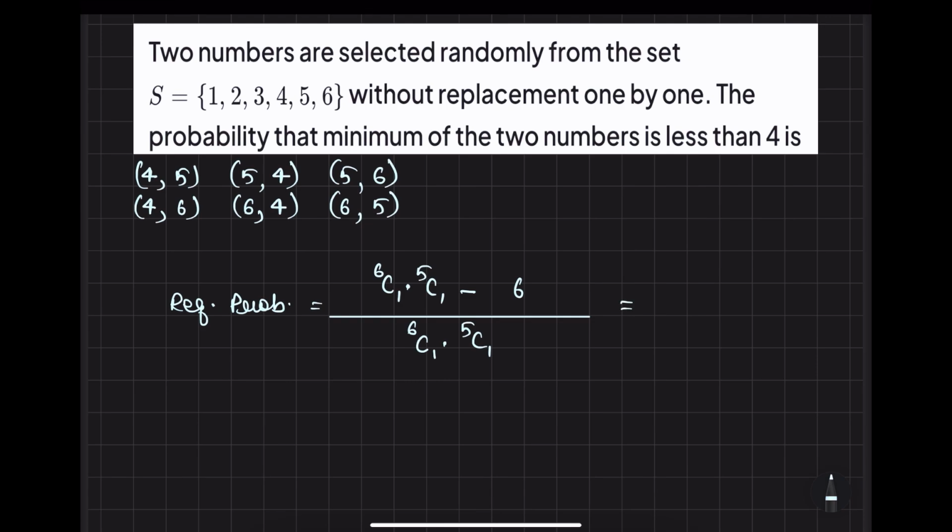Okay, so you know that 6C1 is 6 only. Okay, and 5C1 is 5. So it is (30 minus 6) upon 30. So it is 24 by 30. So the answer is 4 by 5.